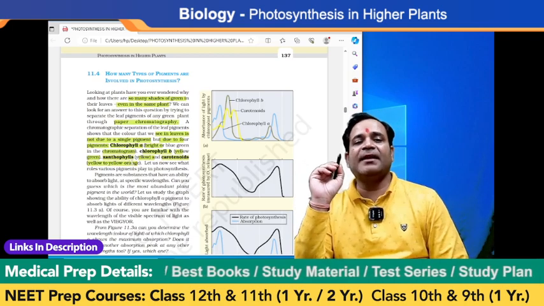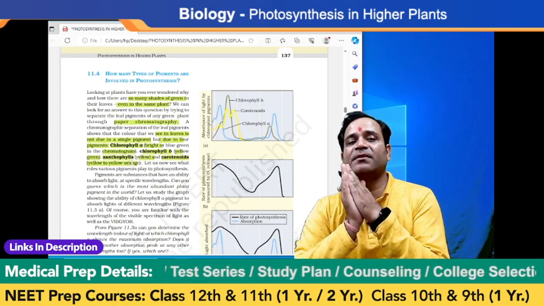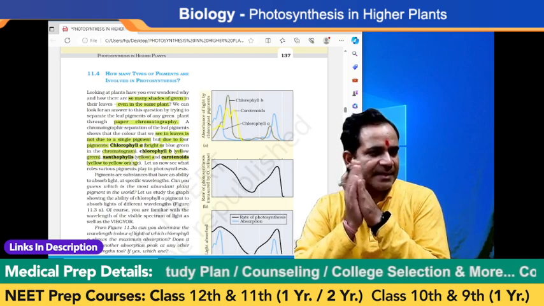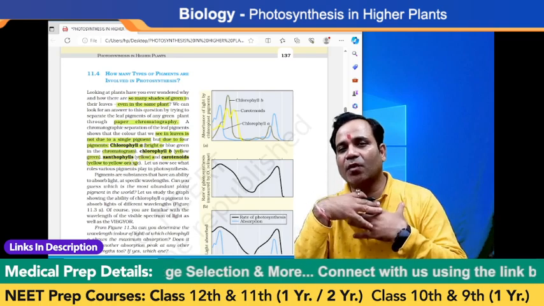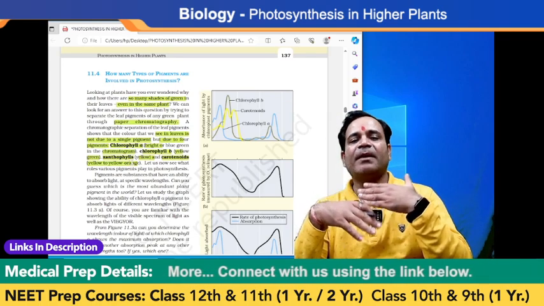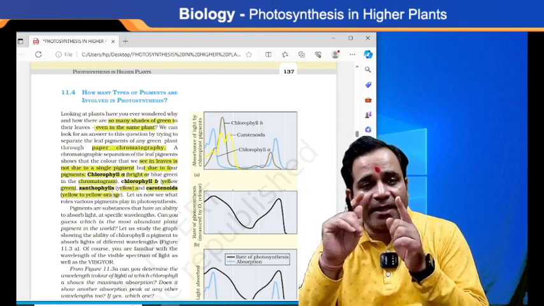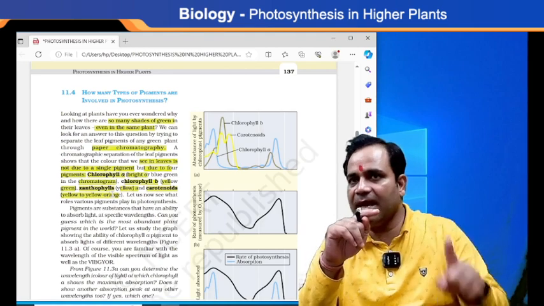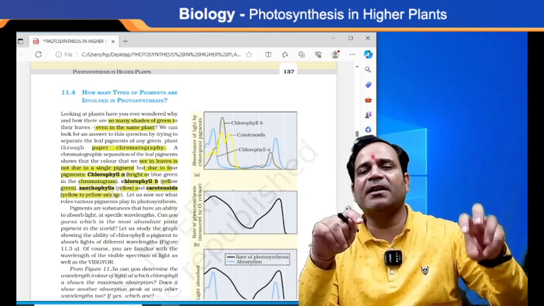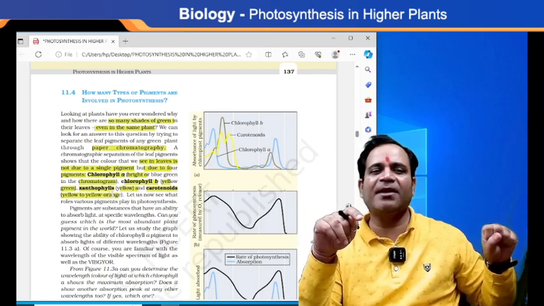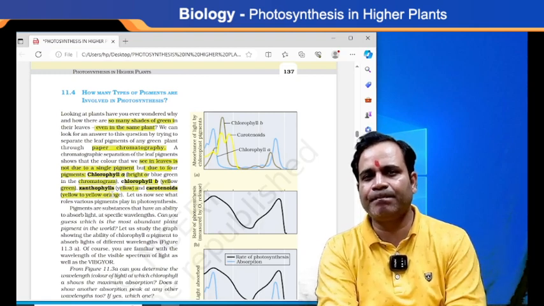Let's see again. Whenever I ask how many types of pigments are involved during photosynthesis, the pigment is chlorophyll. But not only chlorophyll itself is involved; other pigments are also responsible for photosynthesis, my dear. Those pigments are chlorophyll A, chlorophyll B, xanthophyll, and carotenoids. So the different colors are trapped by the green plants for synthesizing their own food, my dear. Correct? Correct.